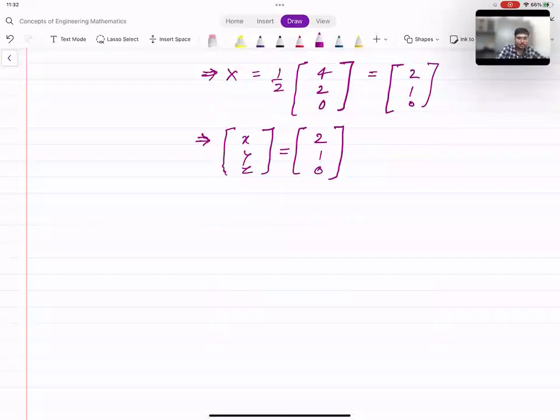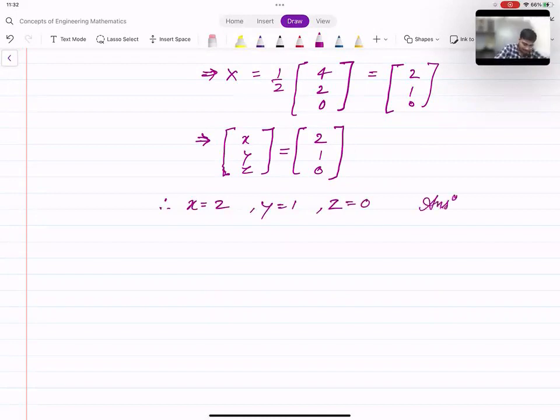So now we have solved the system of equations. Therefore, x is nothing but 2, y is 1, and z has come out to be 0. Okay, so this is the answer. So this is one of the ways to solve the system of equations using matrix method. Okay. So apart from this method, there is one more very commonly used method of solving the equation using matrix. So let us see that also.